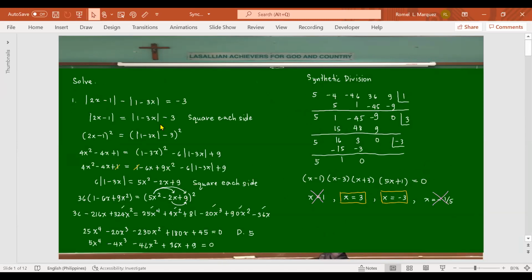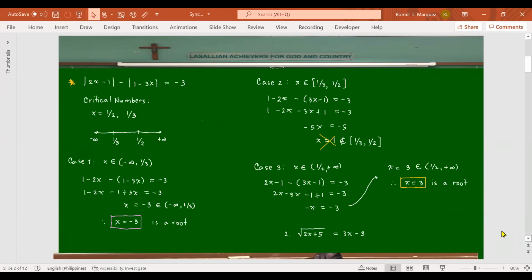You have to substitute, because after squaring, it produces what? Extraneous roots. You know extraneous roots? Those that are strangers, no? Possible to be living in that place, but not really living in that place. Not all people here in the Philippines are Filipinos, no? So you have to check their identities. Is that clear, people? Yes po.